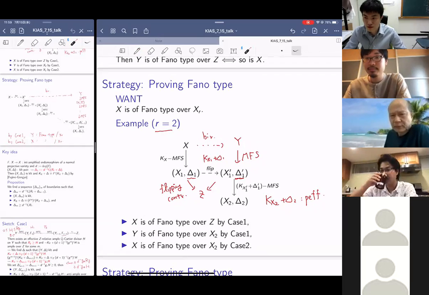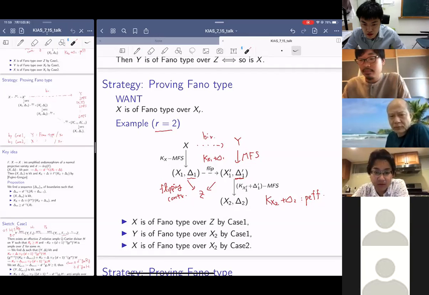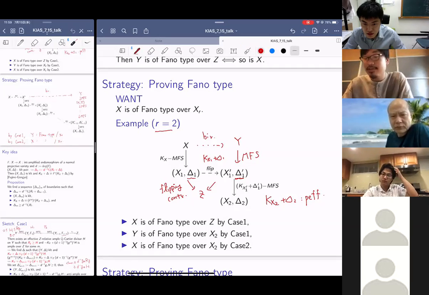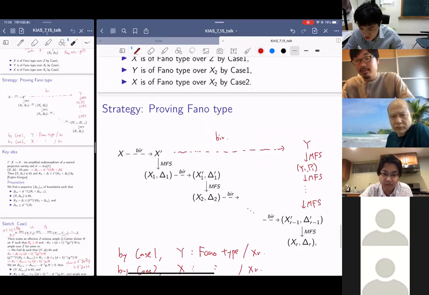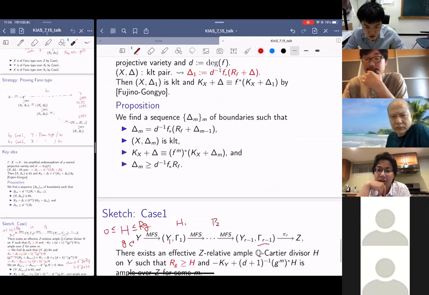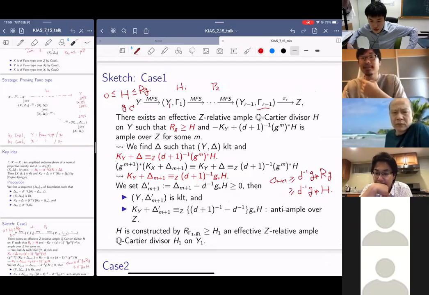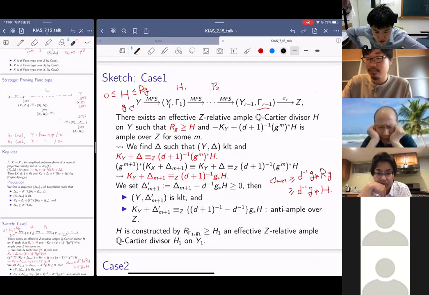Any other question? I have a question. Why do you only have flip involved here? What about divisorial contraction? Yes, we have to consider this case. I only introduce the flip case. And then can you go back to the case one proof about H1 and H, the very final slides? Yes, right. I want to know the relationship between your H and H1. So you say H is constructed by H1. So H1 is anti-ample, but H1 is ample, and the H, how do you construct H?